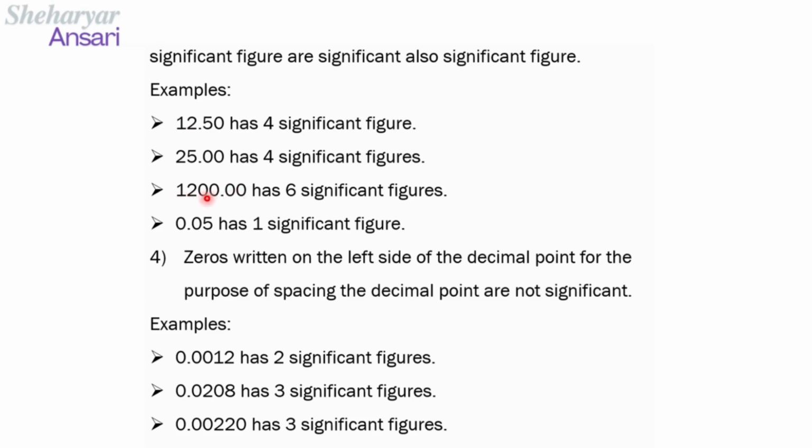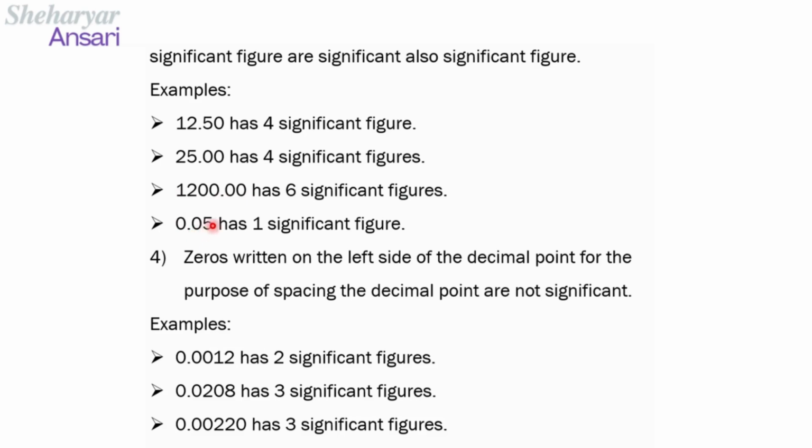So these two 0s come between these two significant figures. According to rule number 2, if the 0 is placed between two significant figures or non-zero digits, then this 0 will also count as a significant figure. So in this example there are 6 significant figures. Means all digits become significant figures.